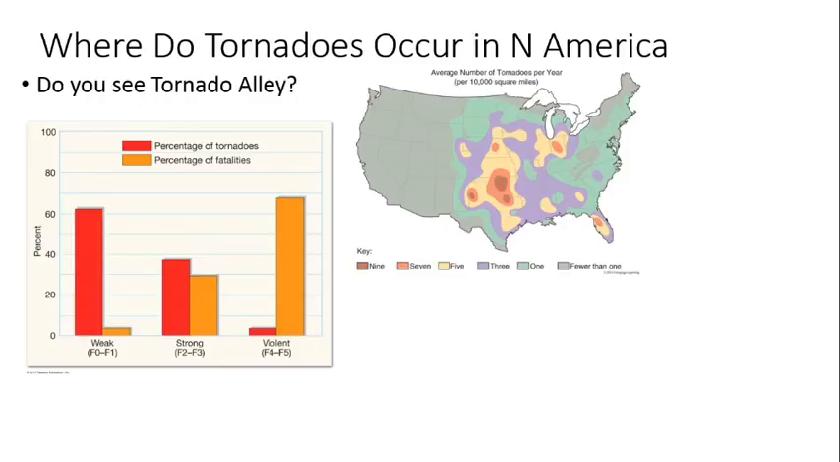So this is a map of the United States showing you generally where, it says, the average number of tornadoes per year. Okay, so this is 9 over here, 7, 5, 3, 1. The darker the color here, the more tornadoes there are. So you've probably heard of Tornado Alley, and it starts down here and goes up this way.